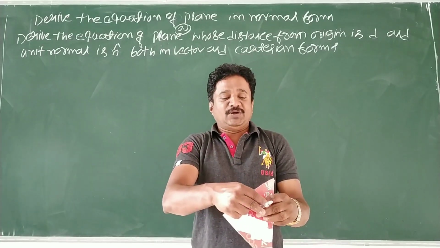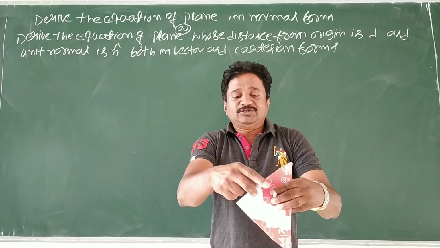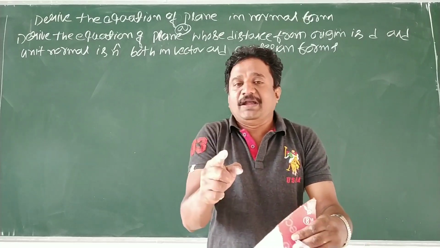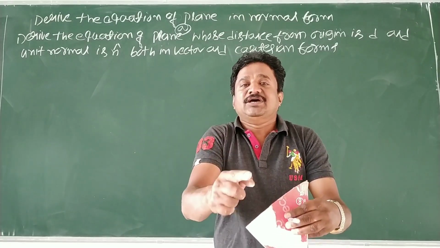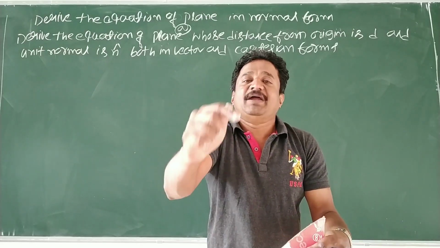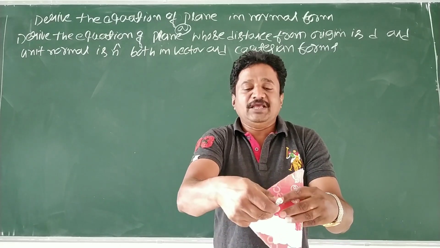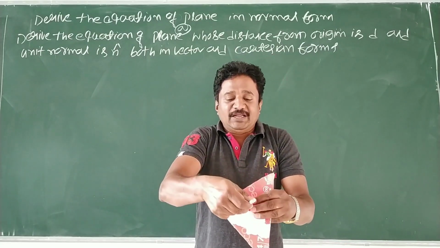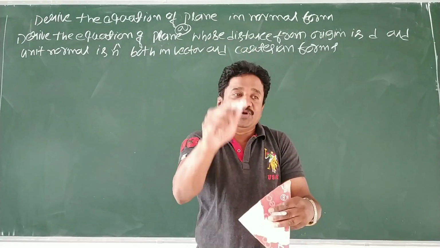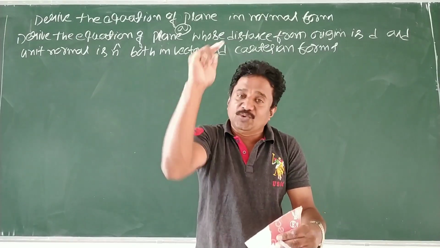Look at this pen, students. The pen is perpendicular to this plane. So the pen is normal to the plane. Normal means perpendicular. Unit normal means the unit vector along the normal. Unit vector means vector divided by its magnitude. The unit vector along the normal is called the unit normal.